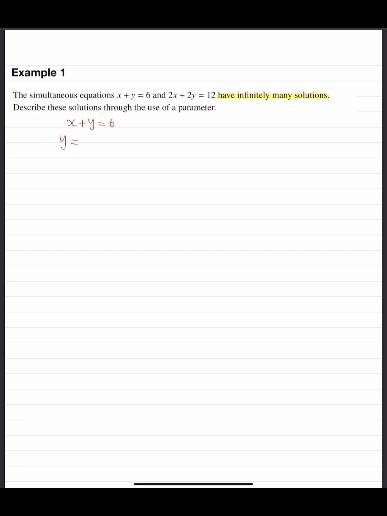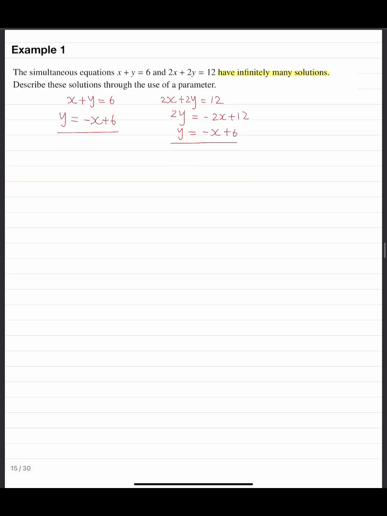So I can write y equals negative x plus 6. As for this one, 2x plus 2y equals 12. Again, transpose: 2y equals negative 2x plus 12. And then divide by 2 on either side, you get y equals negative x plus 6. So they are exactly the same.